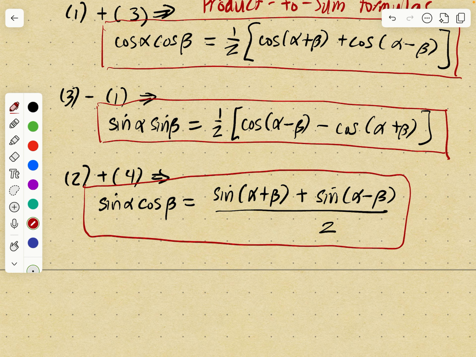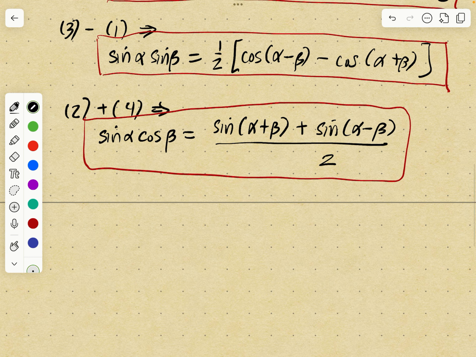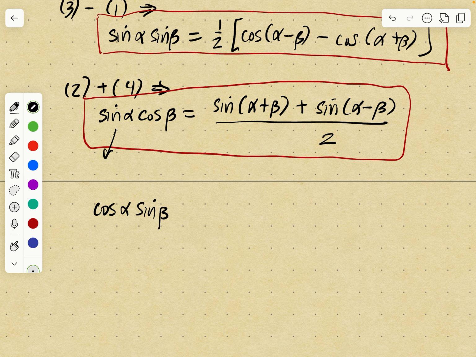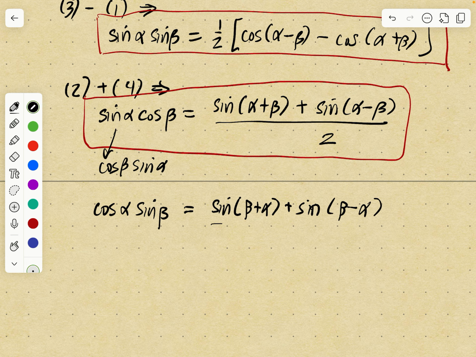Yep. And, oh, by the way, if you look in some books, they'll have a formula for cosine alpha, sine beta, but that's really from the sine alpha, cosine beta. I mean, sine alpha, cosine beta is the same as cosine beta, sine alpha, right? Because you're just taking two real numbers. When you multiply them, it doesn't matter which order you multiply them. And then you just replace the beta by alpha and the alpha by beta. So when you do that in the formula, you're going to get sine beta plus alpha plus sine beta minus alpha over 2.